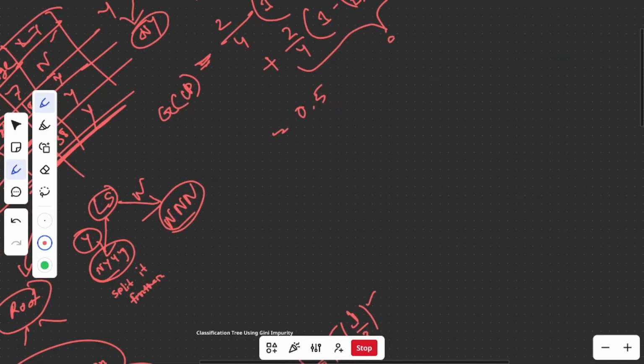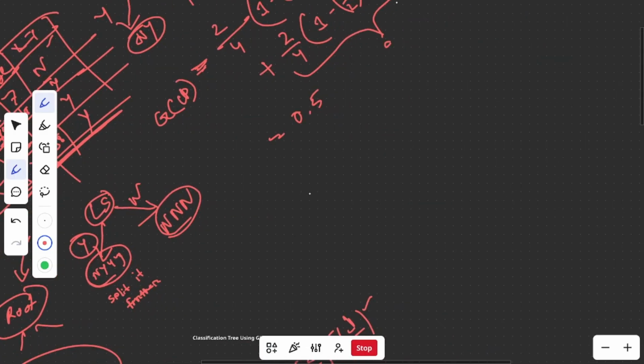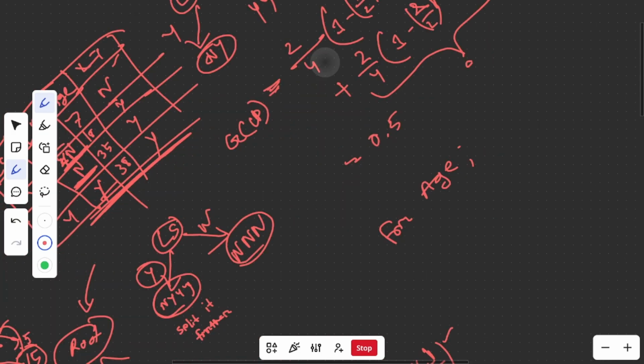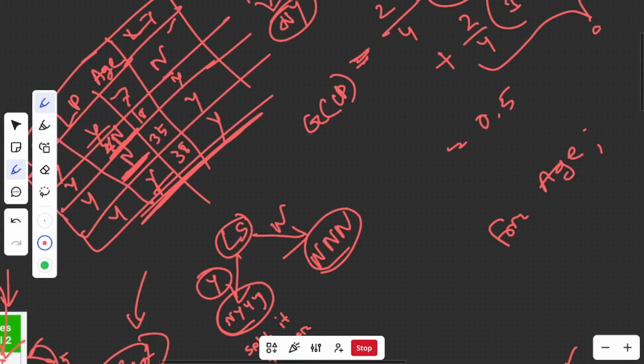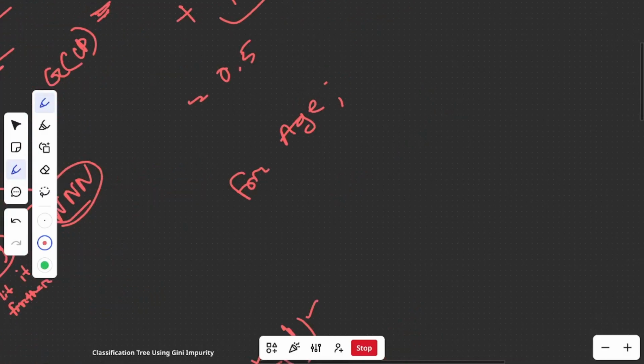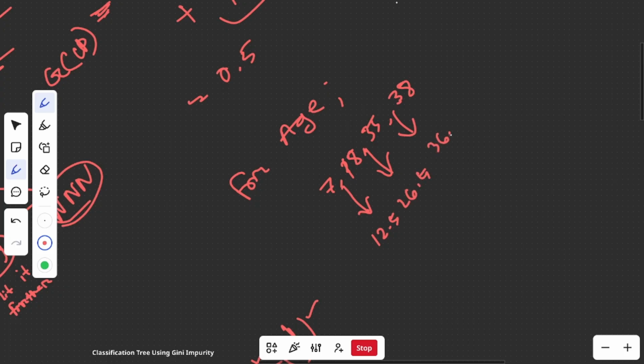Now we have to find out for age. You see the table has become shorter than before, so you have to work only with these values: 7, 18, 35, 38. The consecutive averages will be 12.5, 26.5, and 36.5.